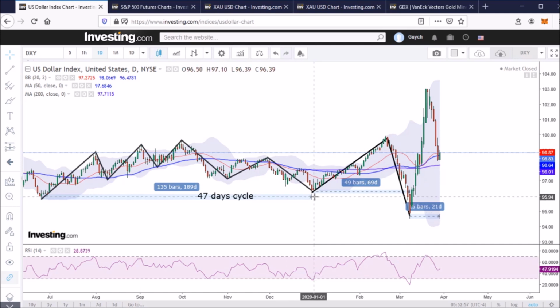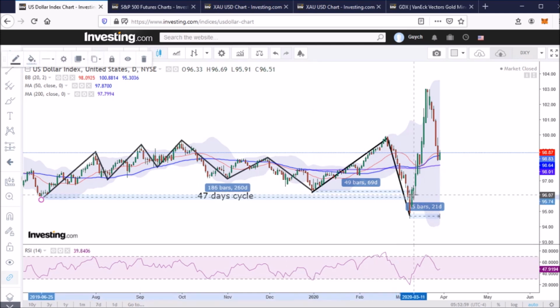Although there is an alternative way to look at this cycle, saying that the cycle actually continued between late June 2019 and early March 2020. That would give us 8 months instead of the usual 6 within this intermediate cycle in US dollar, which is quite likely. There is a large variation in the intermediate cycles in dollar.